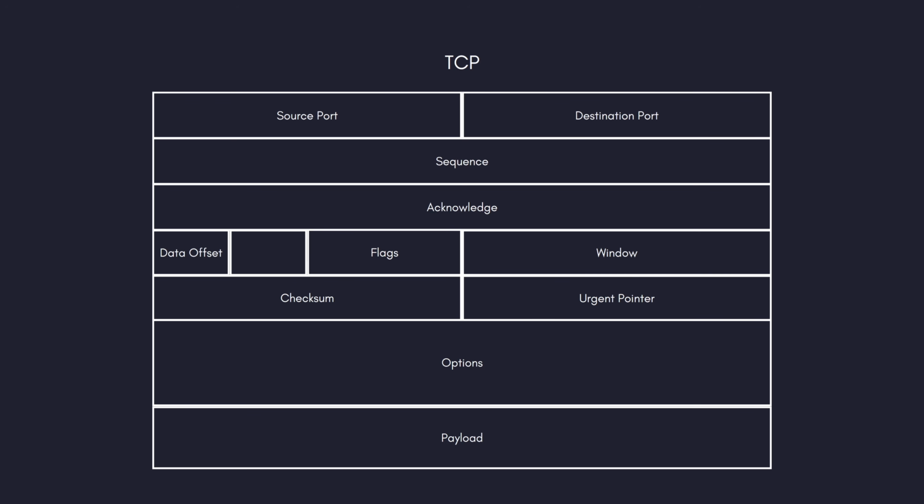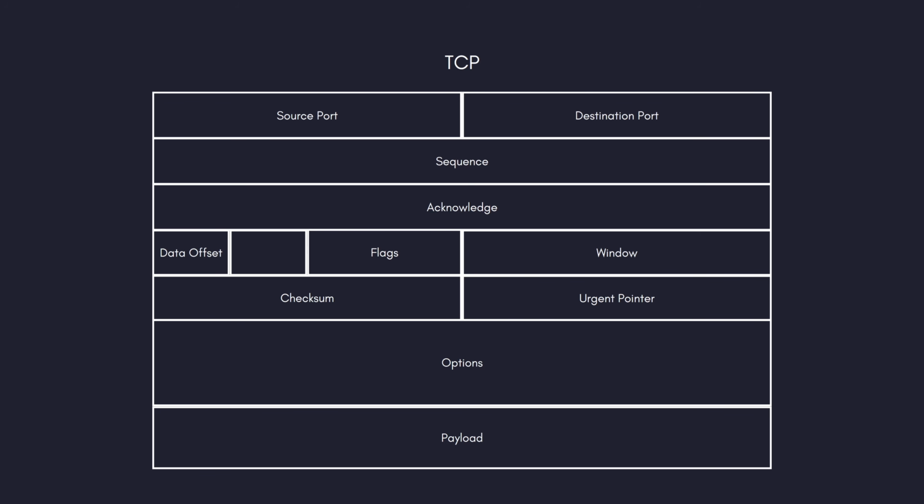I know this doesn't make a lot of sense, but we'll see it in practice and hopefully it will make sense then. After those two numbers, we have the data offset. And our TCP header actually can have options in it, so it makes it a variable length. The data offset indicates where the actual payload of the packet starts.